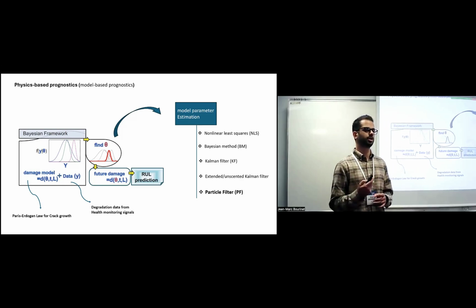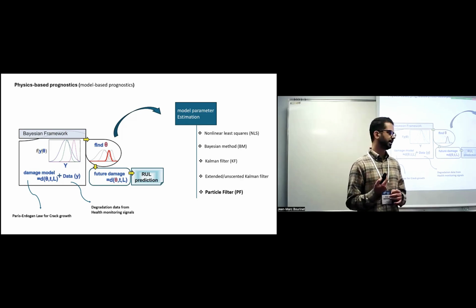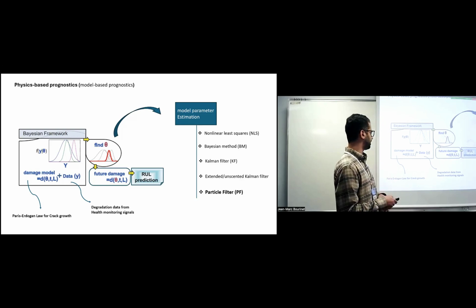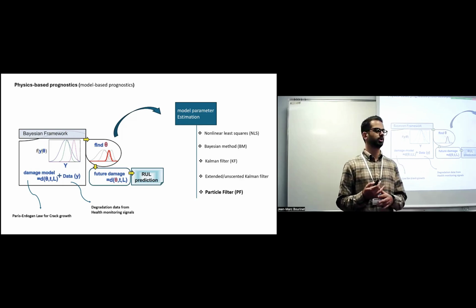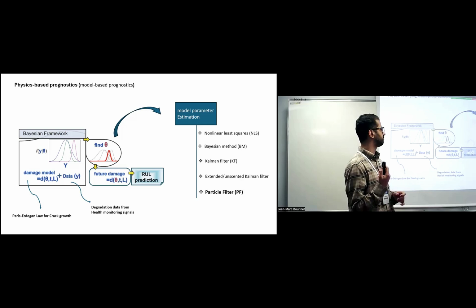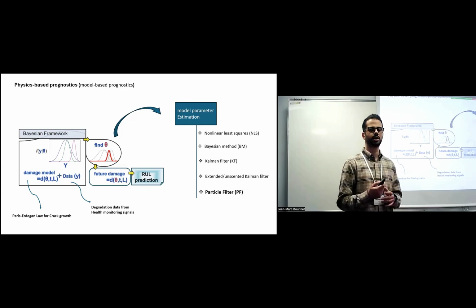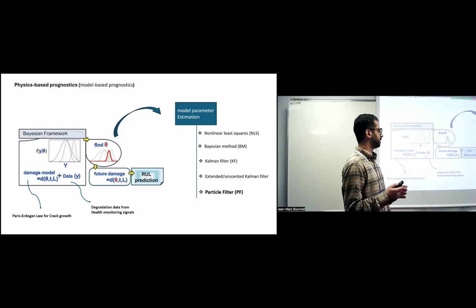We need a degradation or damage model of the components, and also we need the measurement data which we capture from the health monitoring signals. And there are some parameters in the degradation or damage model that we want to estimate to help us predict the remaining useful life of the system. For the model parameter estimation, I'm using particle filtering, which is a sampling-based approach based on Bayesian inference.